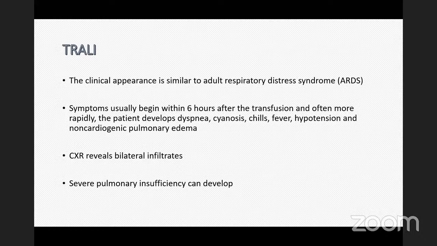The clinical appearance is similar to adult respiratory distress syndrome. So the symptoms usually begin within 6 hours after the transfusion and often more rapidly. Patients develop dyspnea, cyanosis, chills, fever, hypotension, and even non-cardiogenic pulmonary edema, as we mentioned before. Chest X-ray reveals bilateral infiltrates. Severe pulmonary insufficiency can develop as well.